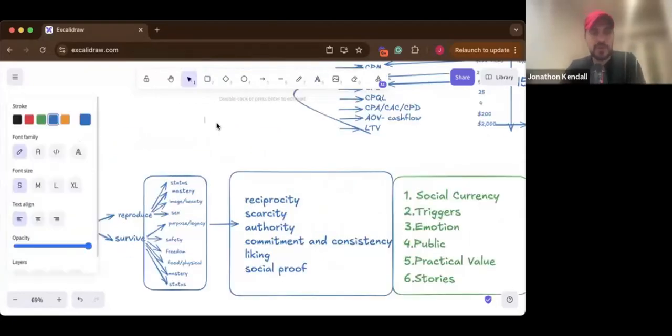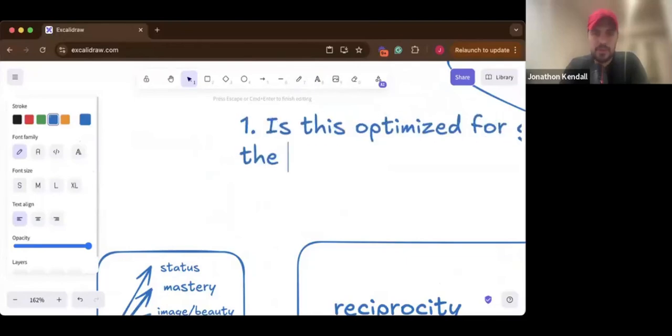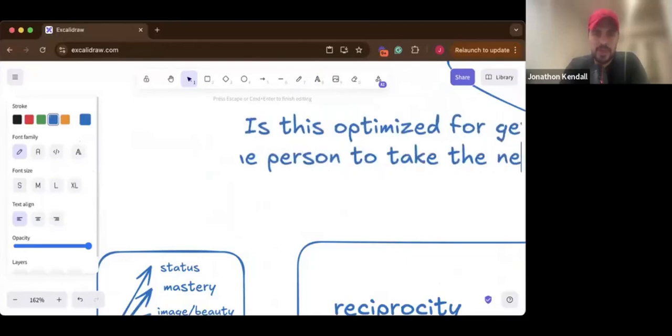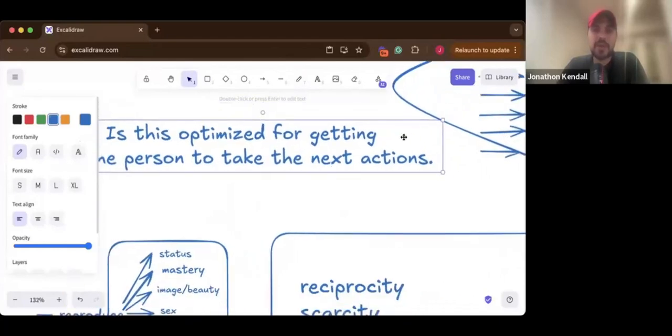So let me just give you two questions. It's going to give you the answer to all copywriting. Whenever you're writing any copywriting, what you're asking is, is this optimized for getting the person to take the next action? And now you guys know what I mean by next action. I don't mean buy the thing.